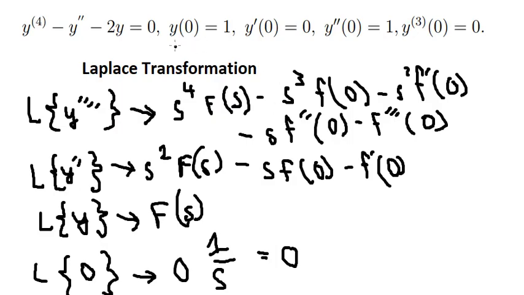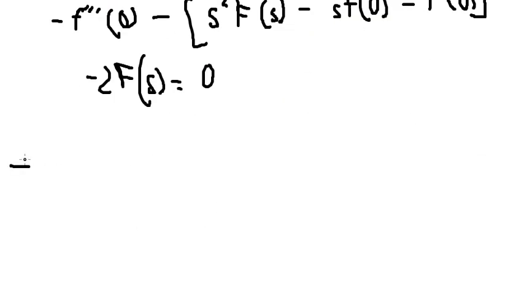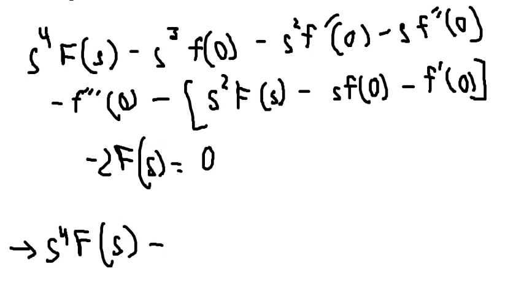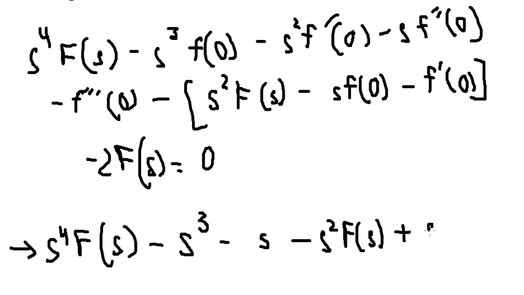Next, we have the condition. So for example, we have y of 0, that is about f of 0. This one, first, second, and third derivative at s equal to 0. So we put 1, 0, 1, 0 in here. So that should be like this. Because we have negative and negative, that's why we have positive.